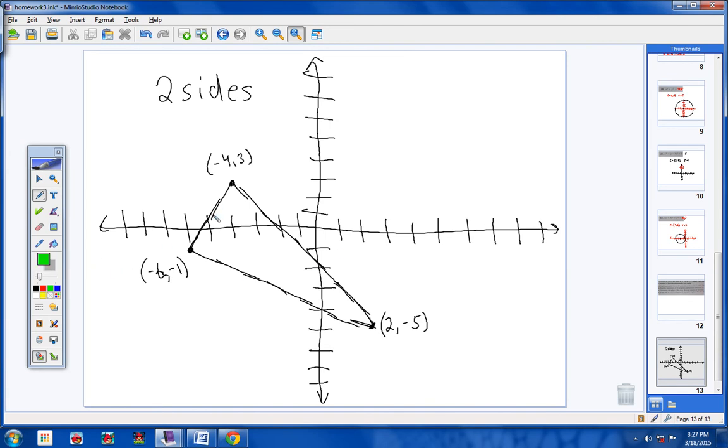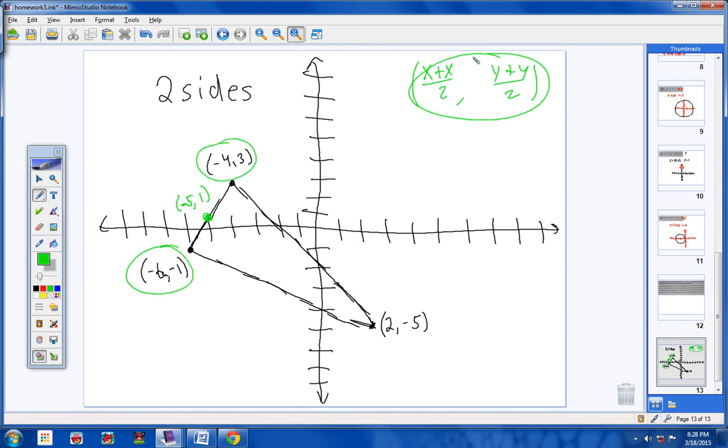So let's find the midpoint. The midpoint for these 2. Now remember, here's how you find the midpoint. X plus x divided by 2, comma, y plus y divided by 2. Now you can do that in your head, guys, okay? Add the 2 x's together, divide by 2. You'll get a -5. Add the 2 y's together, divide by 2, and you get a 1. So there's the perpendicular bisector, which looks right. -5, 1. So I took this point here, used this formula, and got the midpoint.